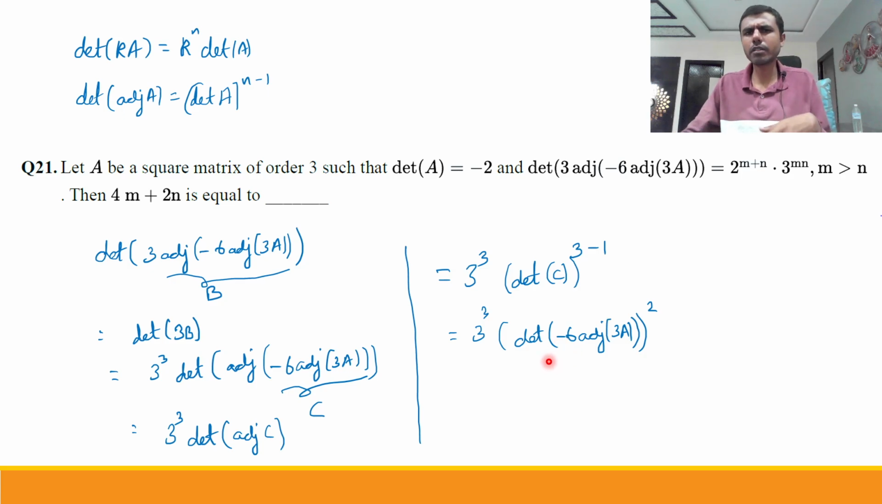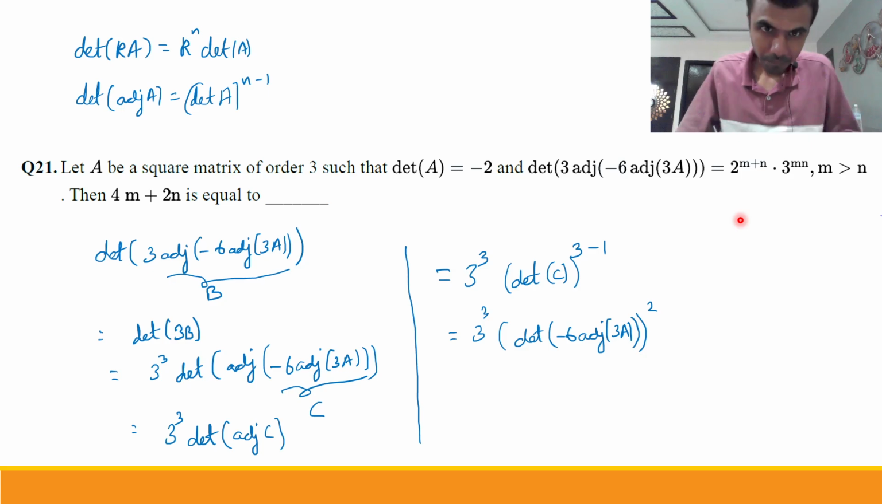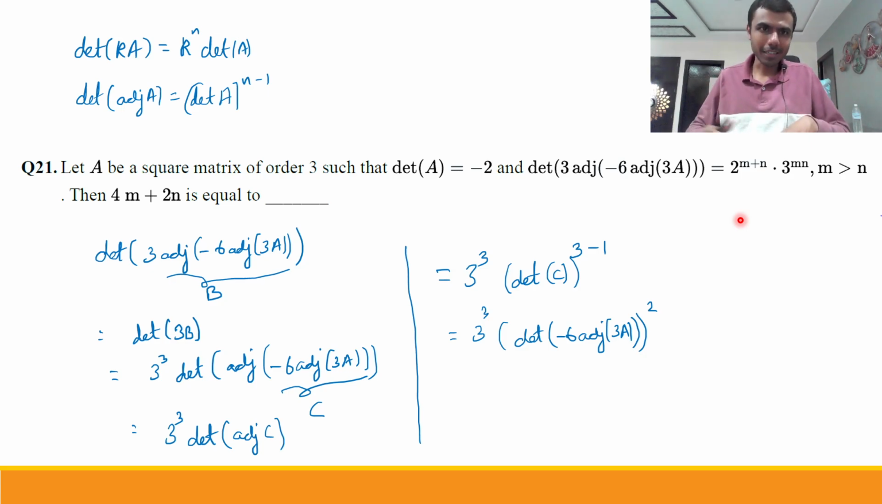Det of that would be det of kD, and then k cube into det D, like that. The process will go on, and ultimately you will get something of this format. I've shown you how it's done. I've given you the formula which you need to use. Now the rest is your work. Okay, let's move on to question 22.